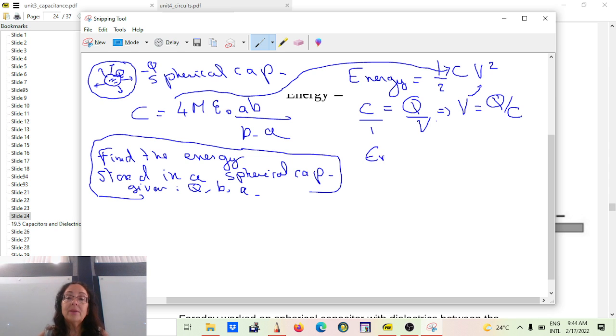I mean, you will get the same equation that we just got before. So 1/2 Q squared over C. If you plug that into here, you get this. Okay, you have two expressions for the energy.